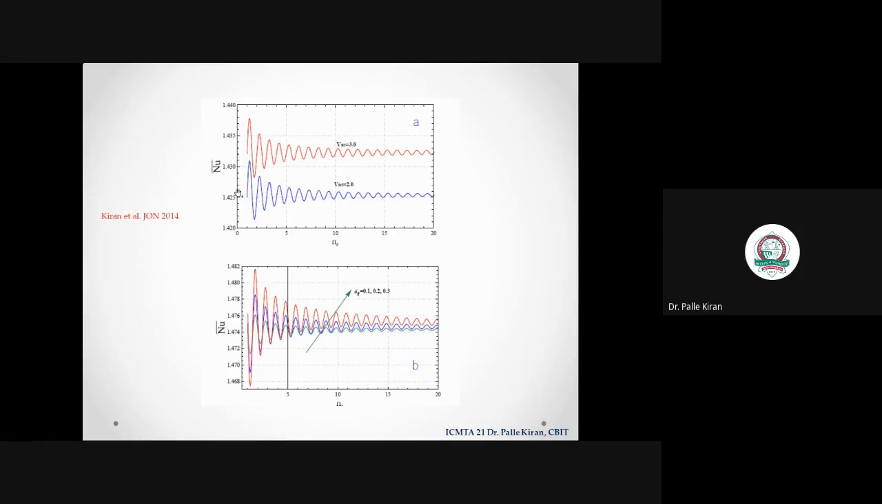And you see this one, as in the first figure, the Nusselt number versus the frequency of modulation. You see, as the frequency increases, see the effect of vibrations.